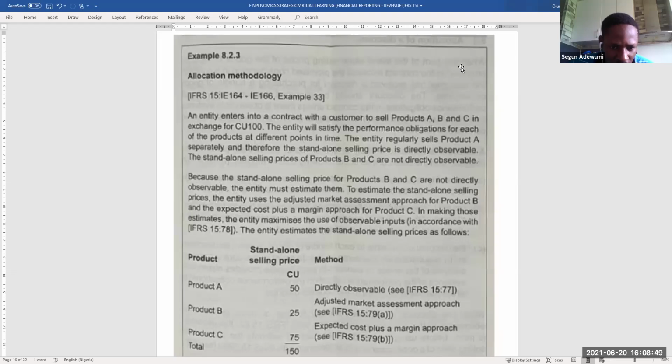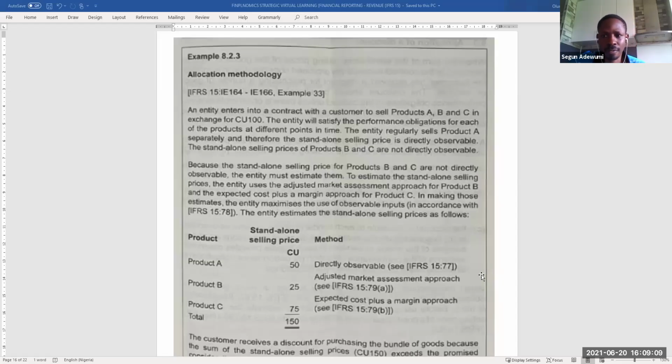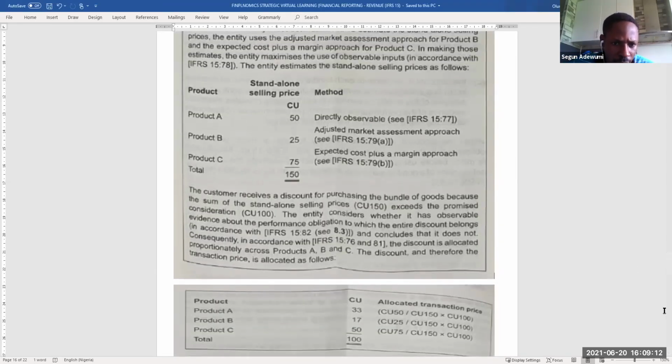Product A, the standalone selling price is 50 CU, directly observable. Product B, 25 CU, adjusted market assessment approach. Product C, 75 CU, expected cost plus margin approach. The total standalone selling price is 150 CU. The customer receives a discount for purchasing the bundle of goods because the sum of the standalone selling prices of 150 CU exceeds the promised consideration of 100 CU.